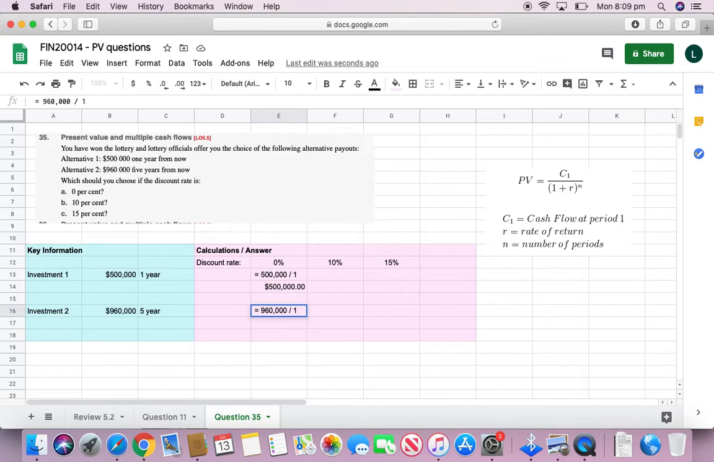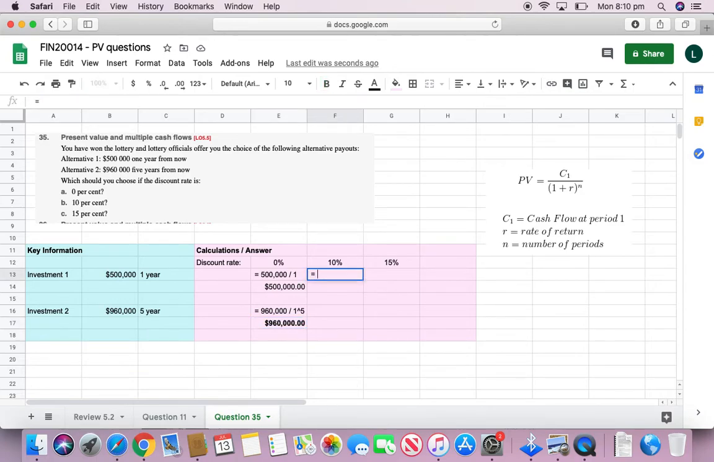Okay, let's show you what the 960 is. Over 1 to the power of 5, because it's 5 years. So let's do the formula. There we go, 960. So we've got 500 and 960 as at today's value. Which one would we want? We want the 960. There we go. So what I want you to do now is pause this video and try to do the calculations at 10% and 15%.